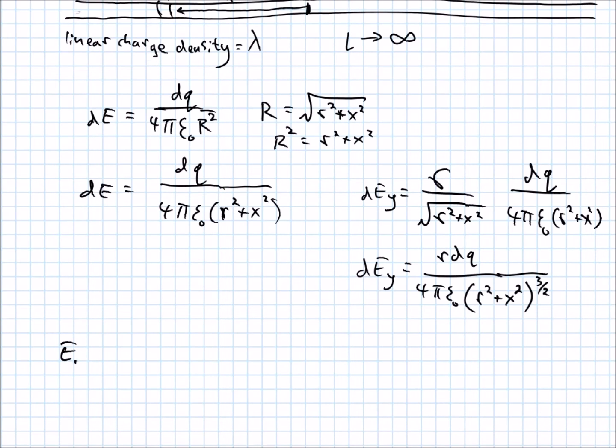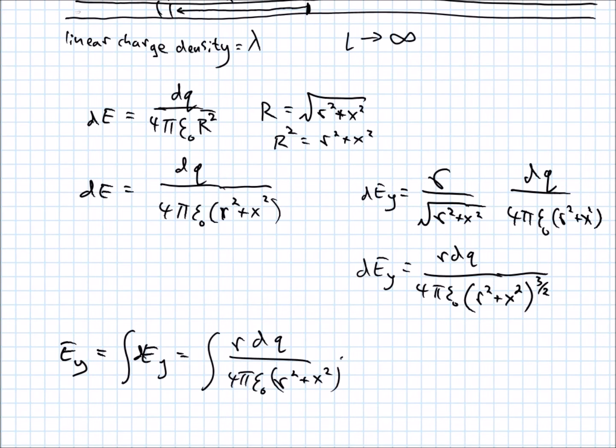So Ey, which is what we're looking for in the end, is equal to the integral of dEy, or in other words, the integral of all this stuff. Okay, but I just mentioned that we're trying to integrate across x. So we need a dx to be in here, in order to integrate across x. So we need to somehow figure out how to turn this dq into a dx. And the answer is the linear charge density. Remember, in general, linear charge density is total charge over total length, right?